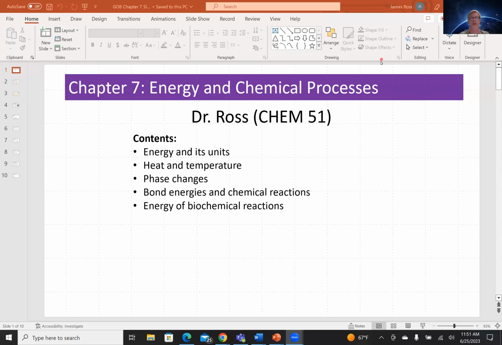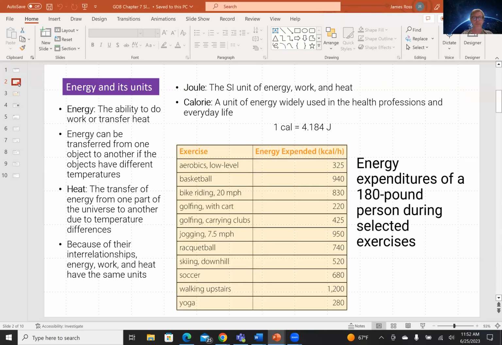Hello, everyone. Back again for Chapter 7. This chapter is from our GOB or Chem 51 class. The topic of the chapter is energy and chemical processes, and the contents of this lecture are energy and its units, heat and temperature, phase changes, bond energies and chemical reactions, and a quick look at energy of biochemical reactions right at the end. So without further ado, let's go.